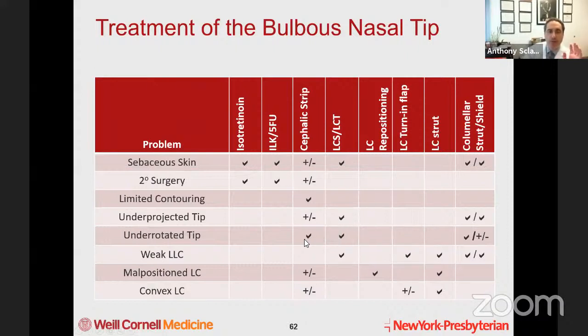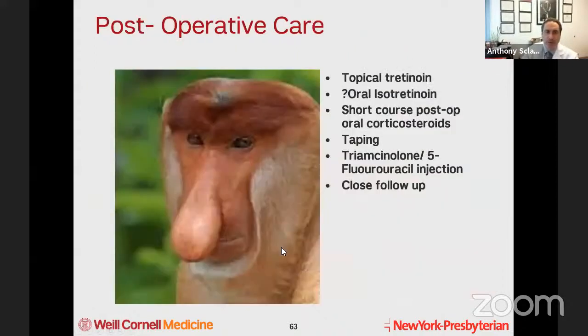Same thing for an underrotated tip. You may add in a cephalic strip with that. The malpositioned lateral crus, really you have to just reposition it, okay? And if it's excessively convex, then sutures and the turn-in flap, and sometimes the cephalic strip will help you as well. So, post-operative care, I have them on those sebaceous patients on topical tretinoin. It's been reported in the literature to use oral isotretinoin, but be cautious about that in wound healing.